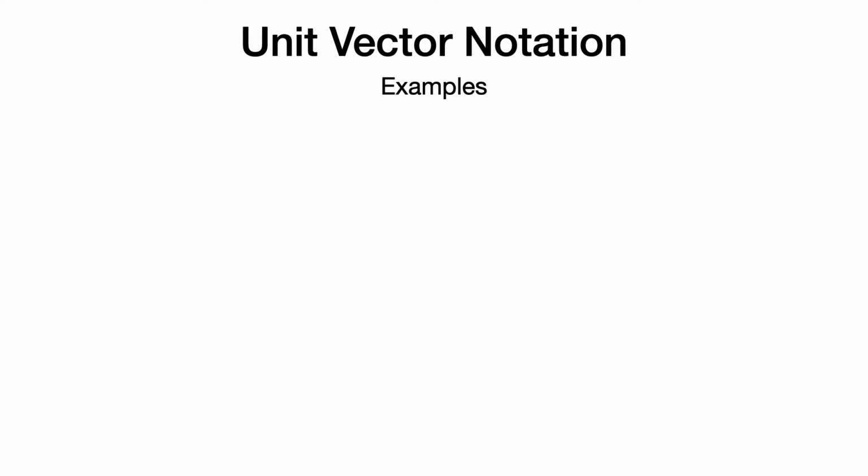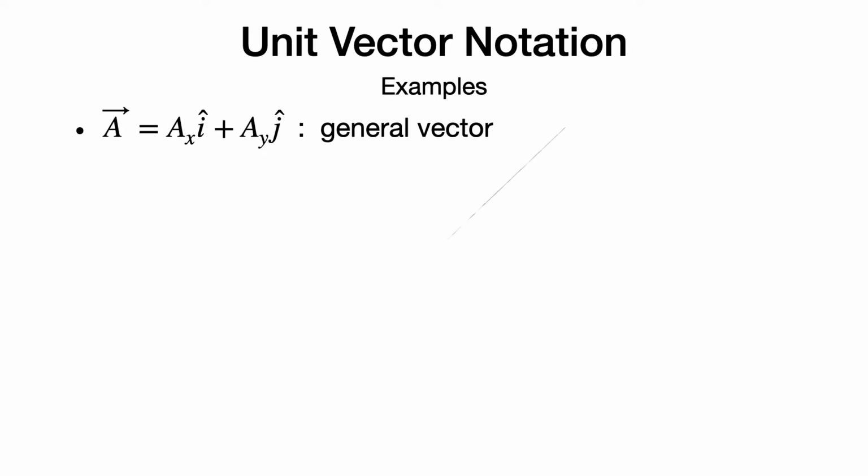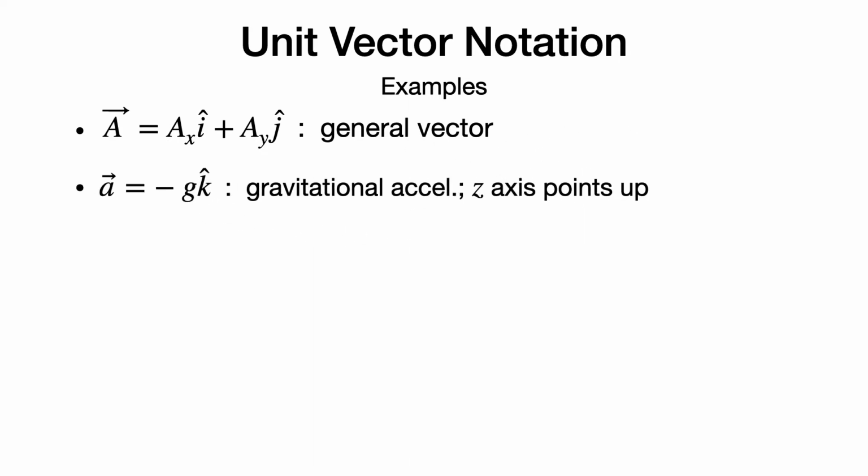So let's look at a few examples. The vector x we've seen we can write as the x component times the i hat unit vector plus the y component times j hat. This is just a general vector. Let's consider gravitational acceleration in the vertical direction. Let's let z be the axis which points up.